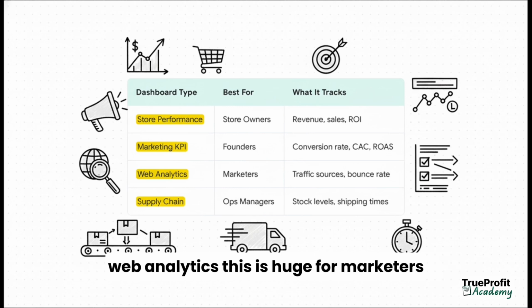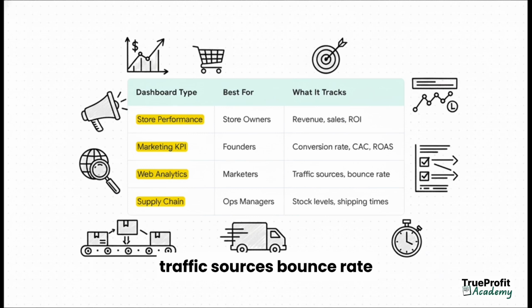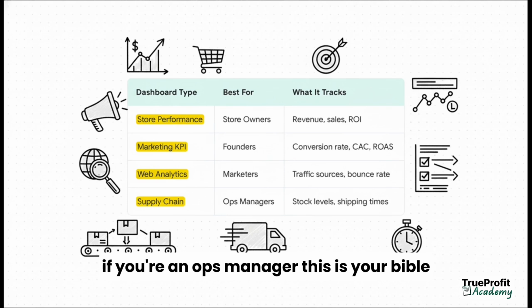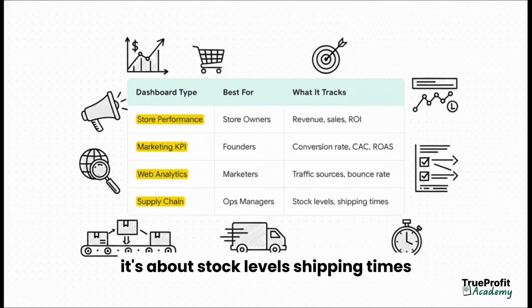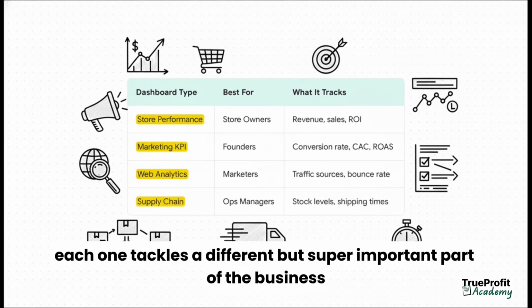Next, web analytics. This is huge for marketers. It's all about how people find and use your site. Traffic sources, bounce rate, all that good stuff. And finally, the supply chain dashboard. If you're an ops manager, this is your Bible. It's about stock levels, shipping times, making sure everything gets to the customer without a hitch. Each one tackles a different but super important part of the business.